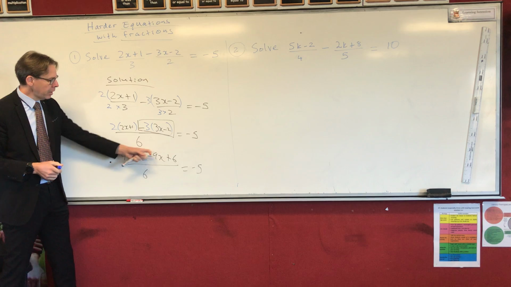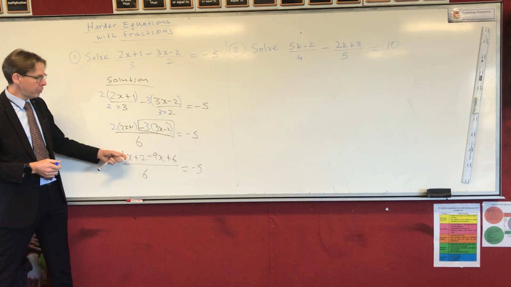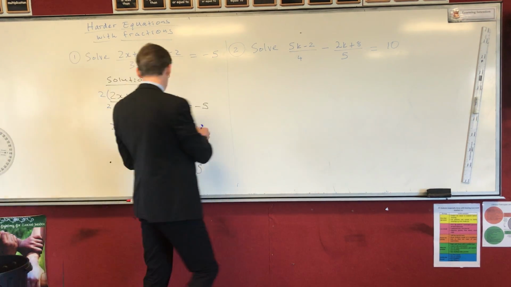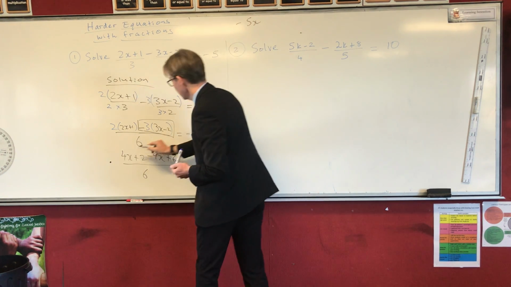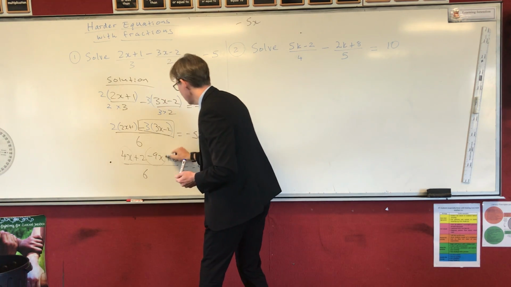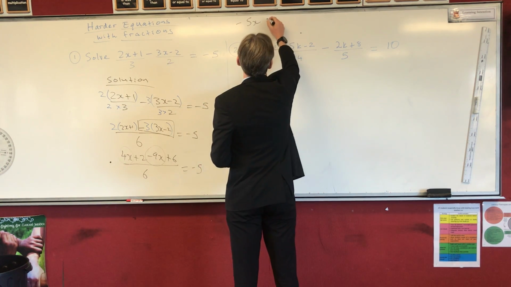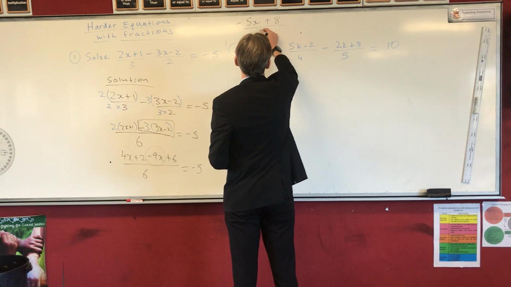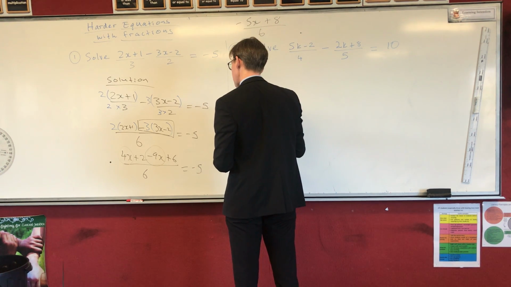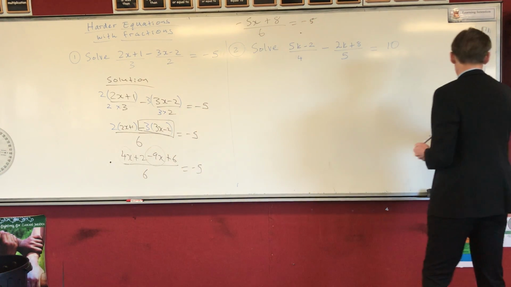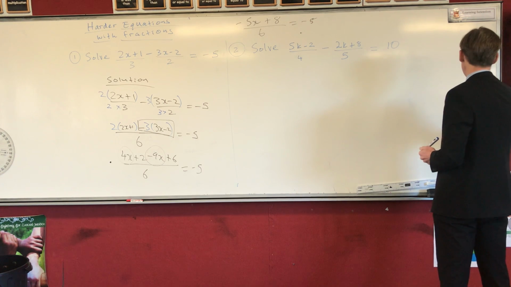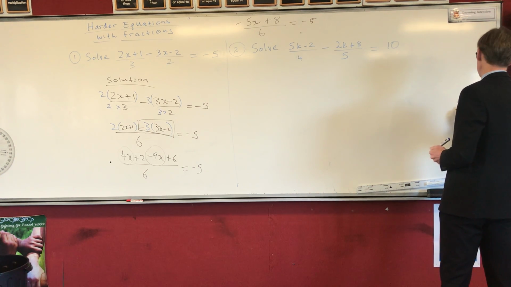Okay, now next step is to simplify that. So we can simplify the numerator. I'll put that up here. So that'll give us minus 5x. So the 4x minus the 9x is minus 5x, plus 8 over 6 equals negative 5. Right, I might just write this equation over here so we've got room: 5k minus 2 over 4 minus 2k plus 8 over 5 equals 10.